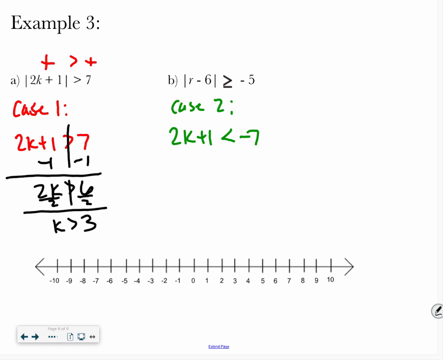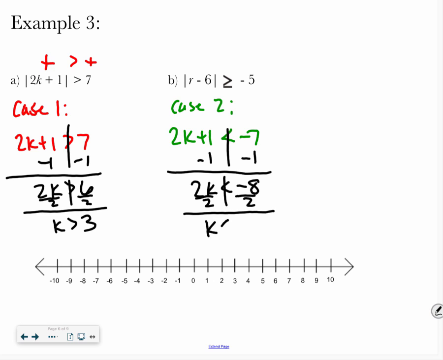And then if I go over on the other side, I have minus 1, minus 1. 2k is less than negative 8. Divide both sides by 2. I have k is less than negative 4. For this instance, I have k is greater than 3, so I have an open circle pointing to the right. For case 2, I have an open circle at negative 4, and it's pointing to the left.